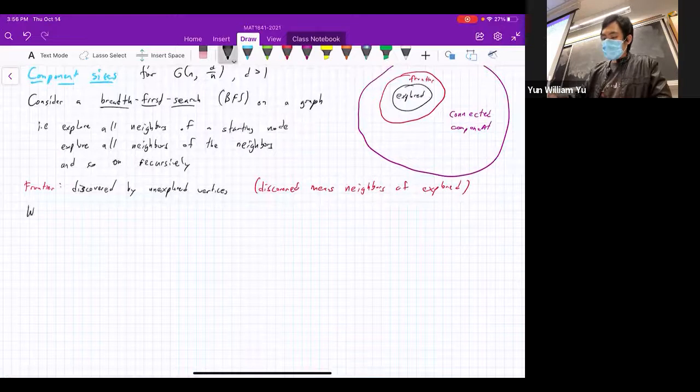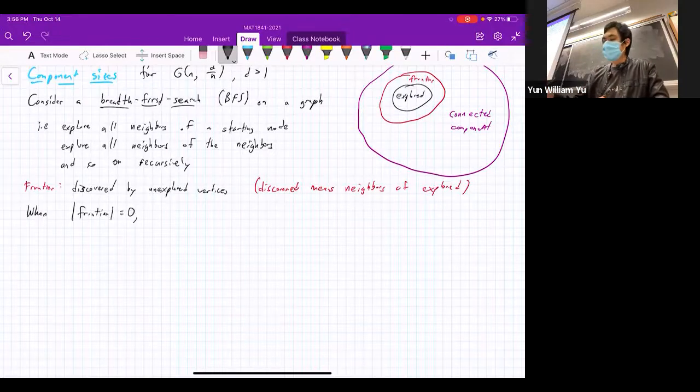And notice that when the size of the frontier is equal to 0, well, what's happened? That means we're done. We're done exploring an entire connected component.